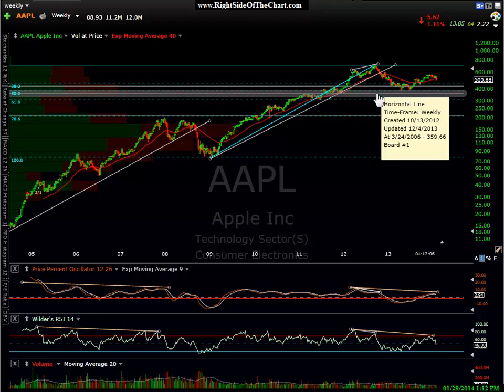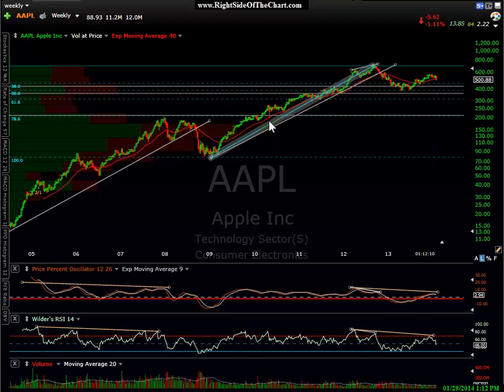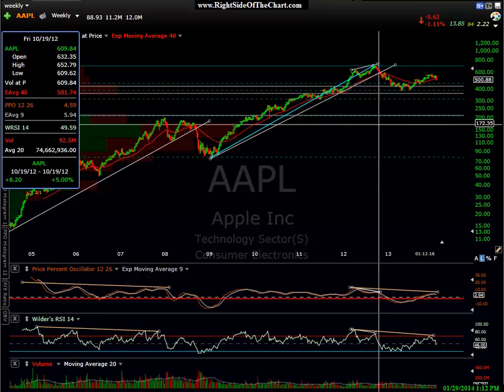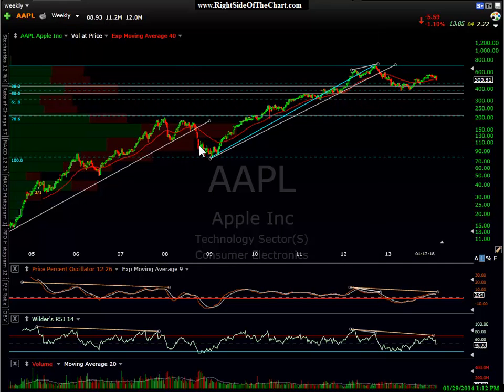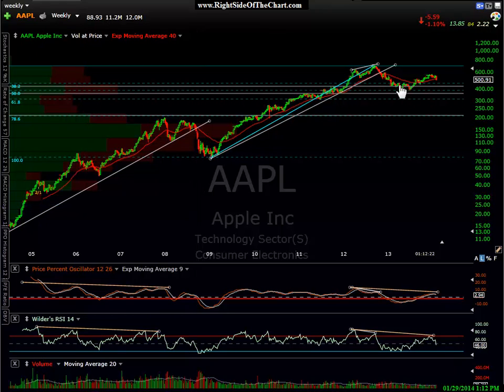Now, back to what happened here, we had this trend line break. This is a long-term secular bull market trend line, which Apple broke below back in late 2012, just as it broke this trend line here back in late 2008. That trend line broke. Prices also dropped below the 40-week moving average.